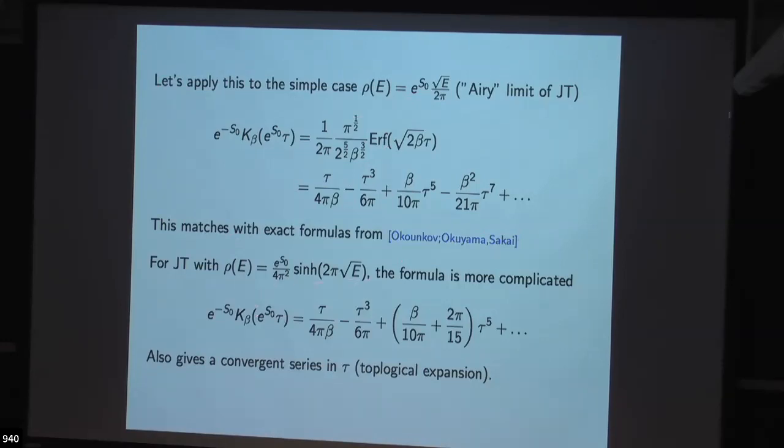For JT, the expression is a bit more complicated. The first 2 terms in this series are the same, but the next term has a correction. But the main point here is that it also gives a convergent series in tau. And here we want to think about the series in tau as coming from a topological expansion. Every time we get 2 more powers of tau, that comes from another handle on the surface. We'll talk about that more.